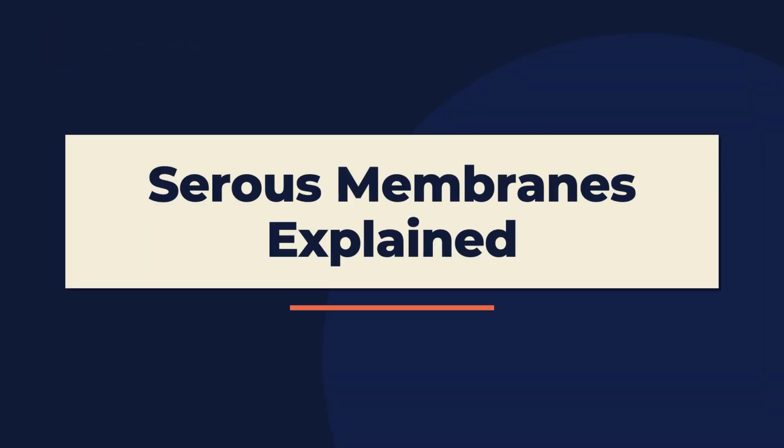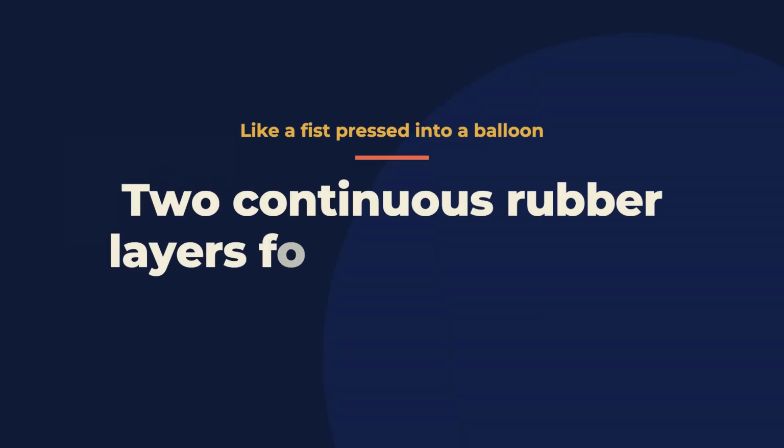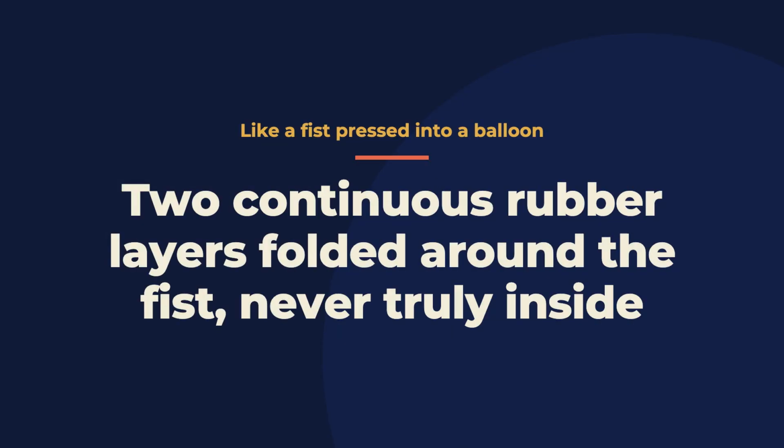Press a fist into a partly inflated balloon. The wall wrapping your fist and the wall facing the room are the same sheet of rubber, folded back on itself with a thin space between the layers. That's exactly how every serous membrane wraps around an organ. And notice something important. The fist never actually enters the balloon's interior. Organs are never actually inside the serous cavity. They're wrapped by a membrane that folds around them, creating two layers with a thin space between.